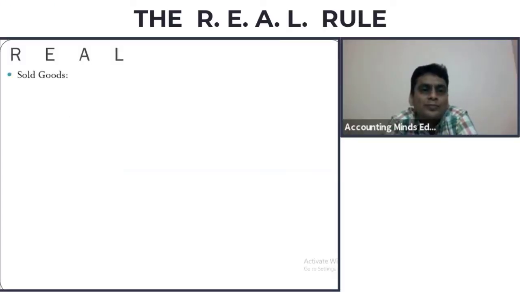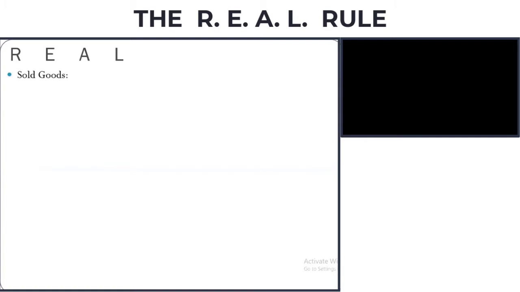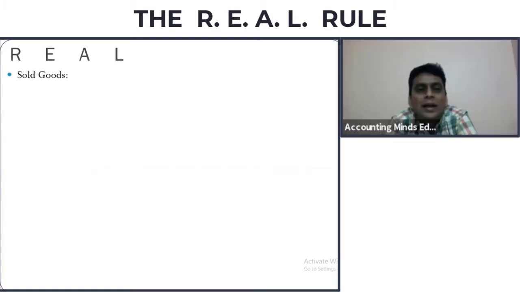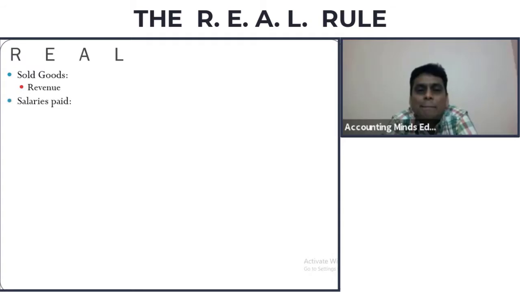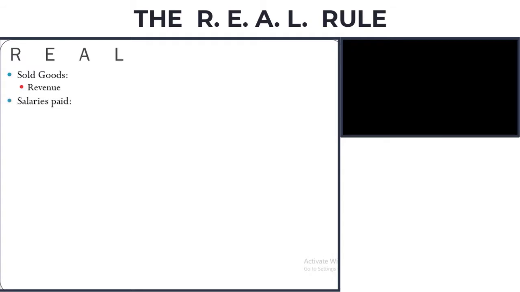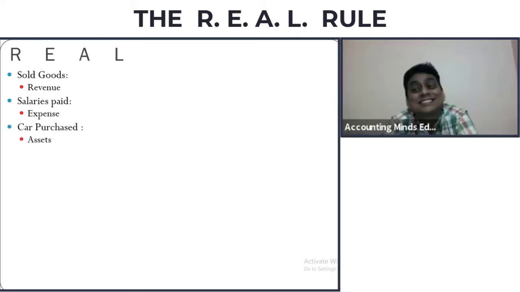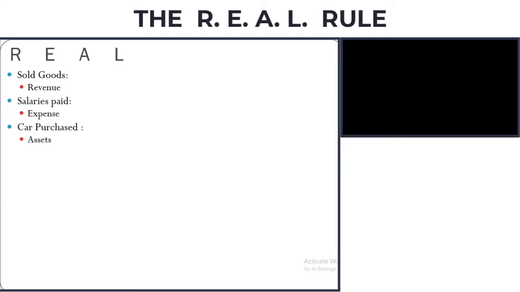What are we talking about? Sale of goods. Accounting type. Sale of goods results in revenue. Salaries paid is an expense. Car purchased is an asset.